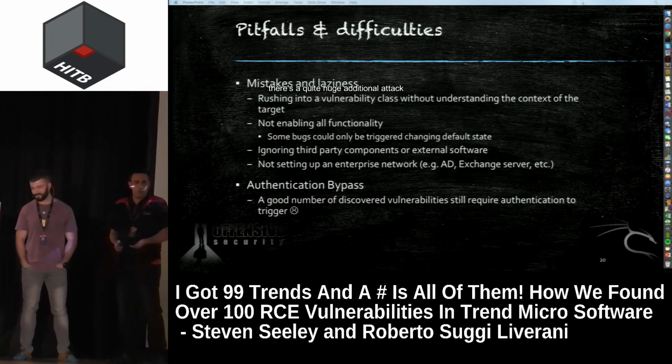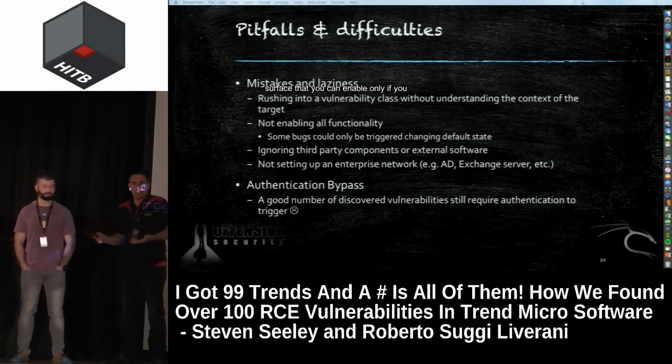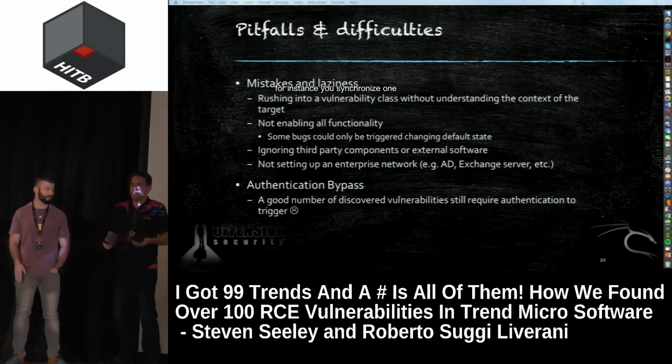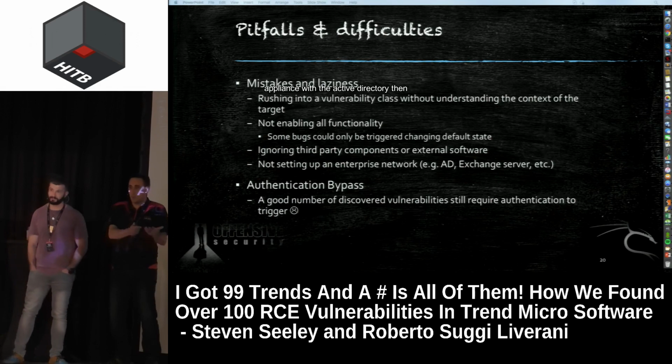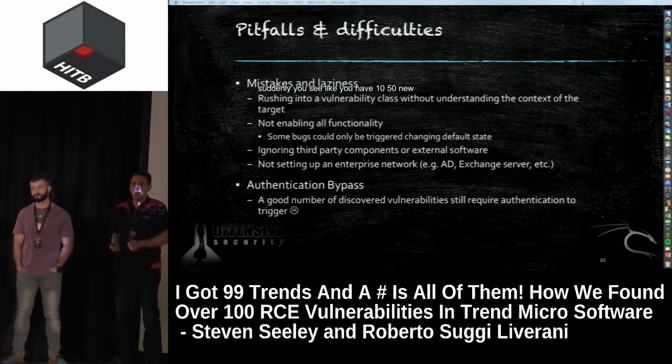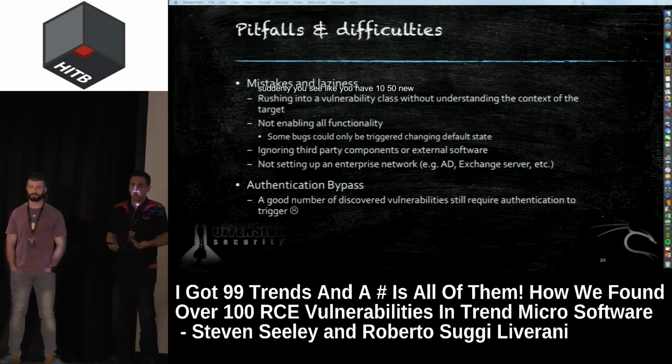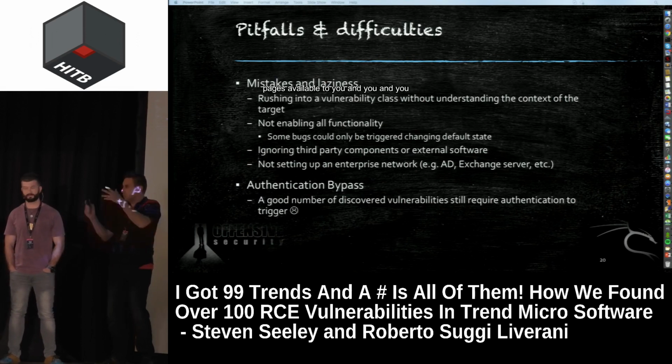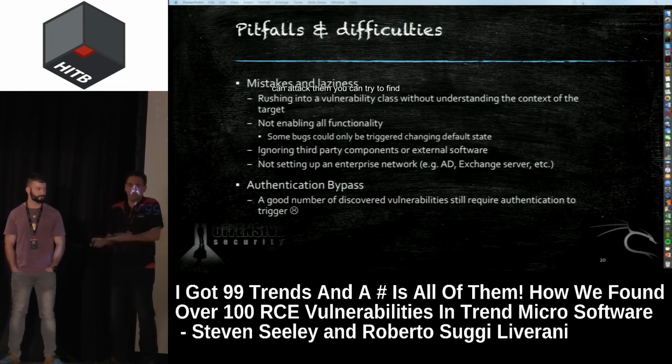There's quite a huge additional attack surface that you can enable only if, for instance, you synchronize one appliance with the Active Directory. Then suddenly you have 10, 50 new pages available to you, and you can attack them and try to find vulnerabilities in those.